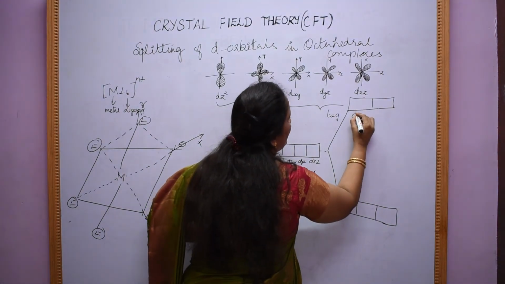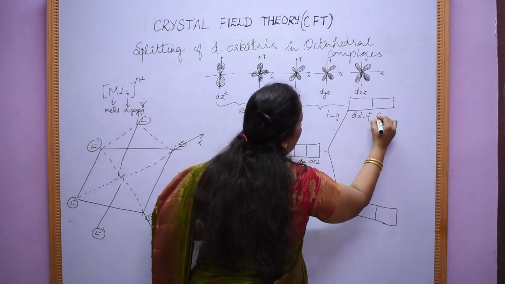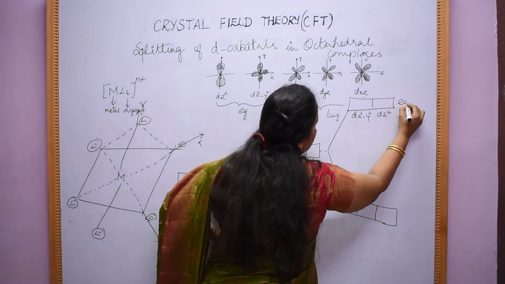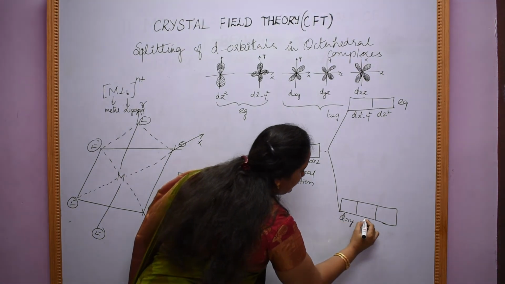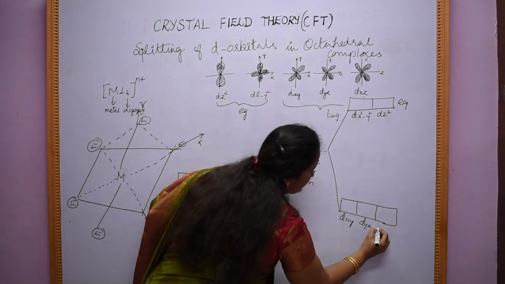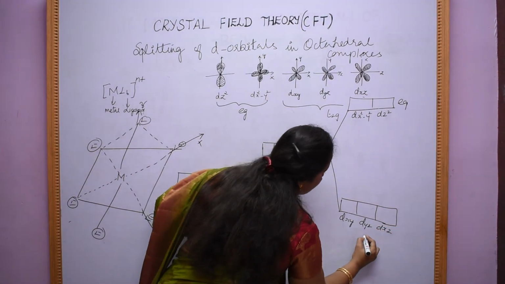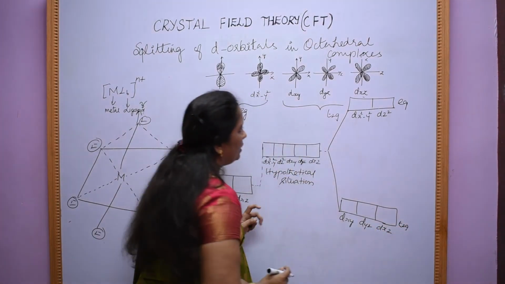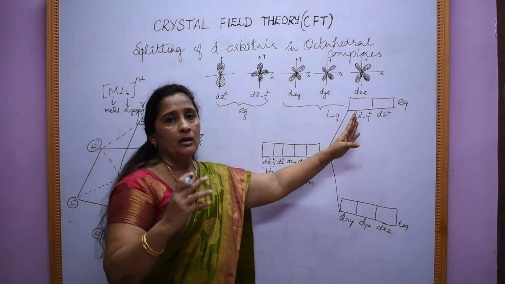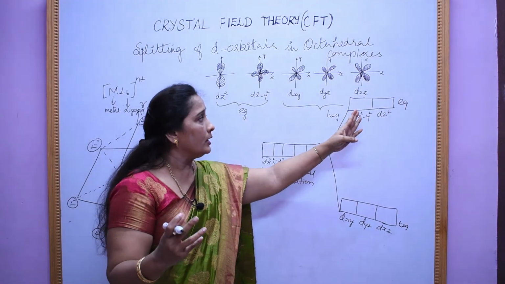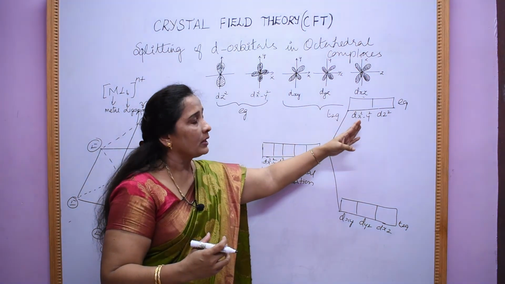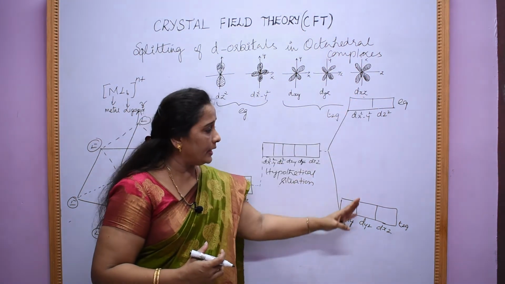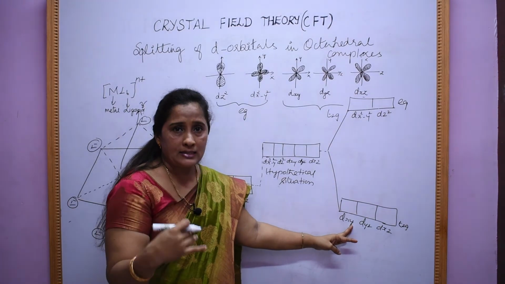So here we have dx square minus y square and dz square. This is the eg set of orbitals, and this here is the t2g set of orbitals: dxy, dyz, dxz. So here, because of the greater repulsion of the d orbitals by the point charges, eg orbitals are raised to a higher energy level, and t2g orbitals are experiencing lesser repulsion.